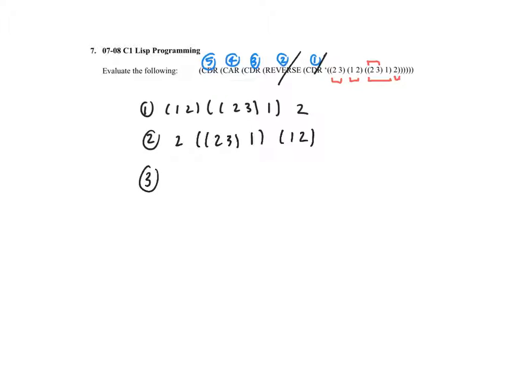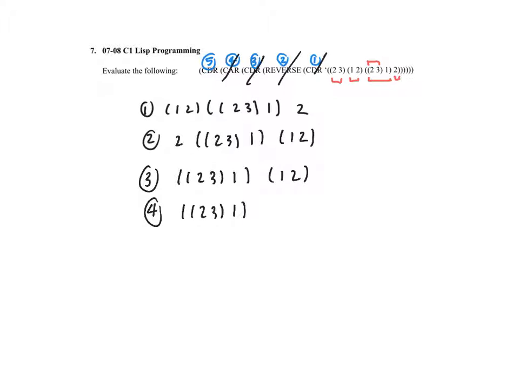The third step is again CDR, so we're going to grab everything except for the first term, which is now 2. And we're left with 2, 3, 1, and then 1, 2. The fourth step is CAR. So now we're going to grab the first term, and that is 2, 3, and 1.